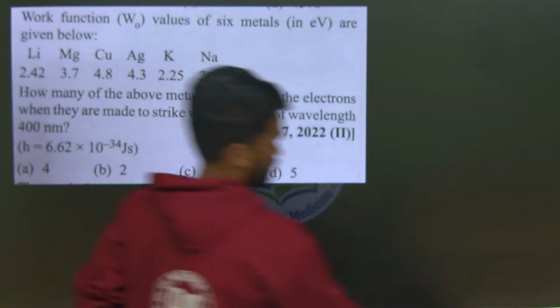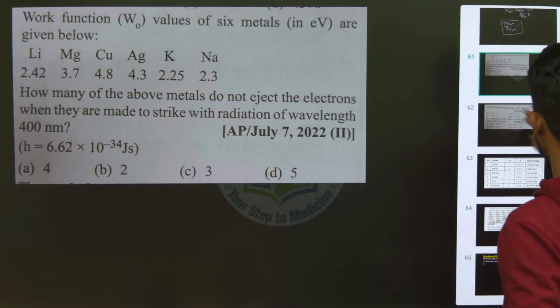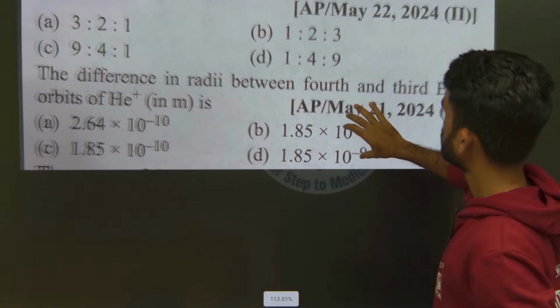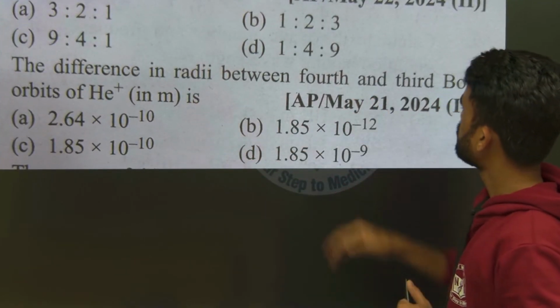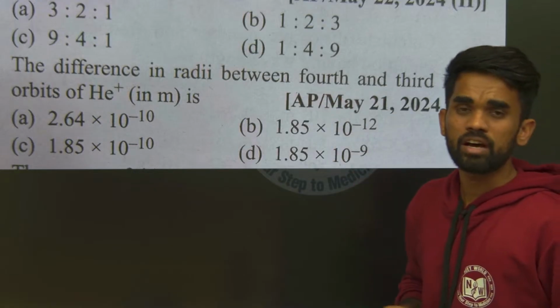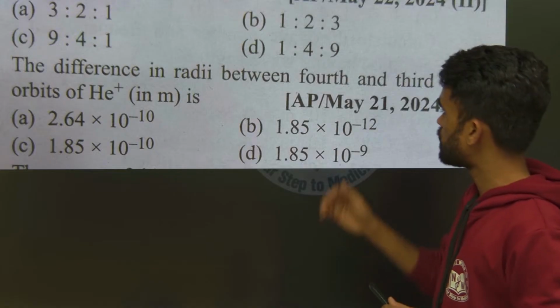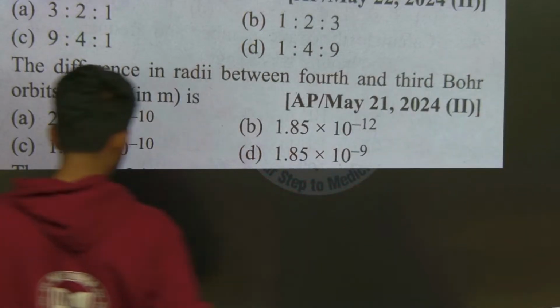Next, look at this question. What is the difference in radii between the 4th and 3rd orbit of helium ion? You can easily answer it with the way I have explained. You can use the same method here. So what could be the method here?